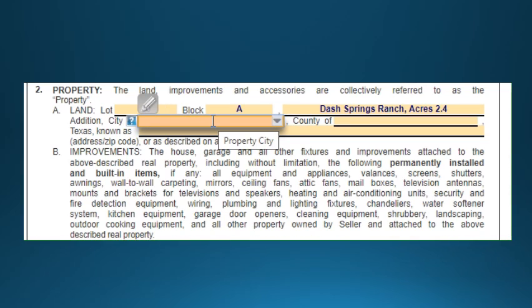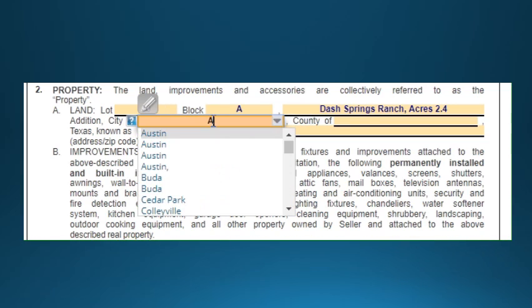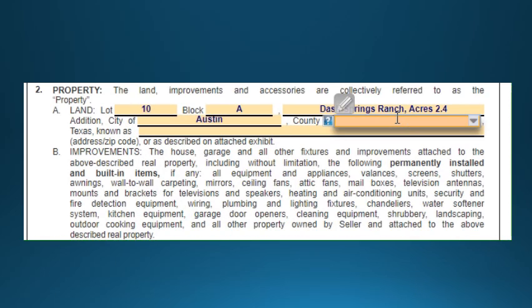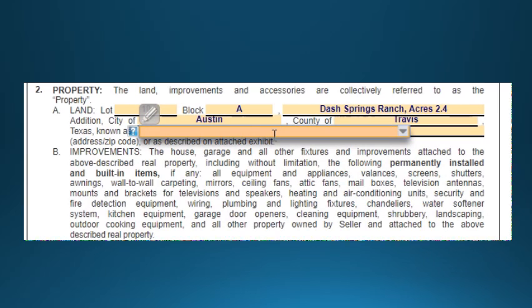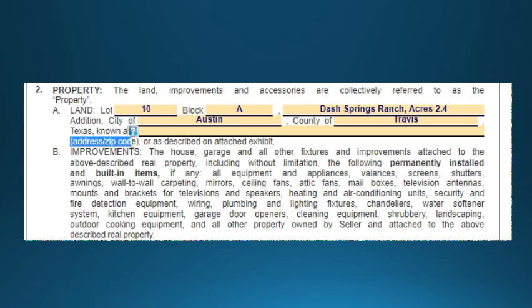the city is the next field, followed by the county, and then the last field is going to be the address along with the zip code.